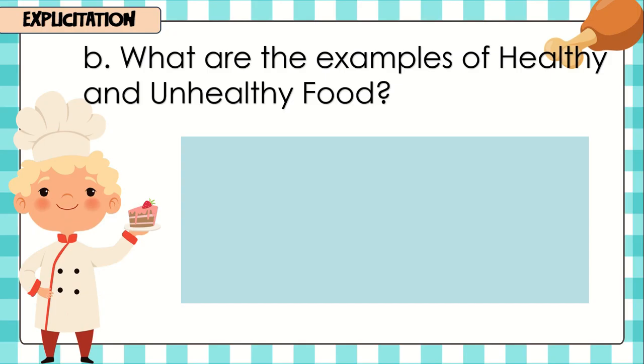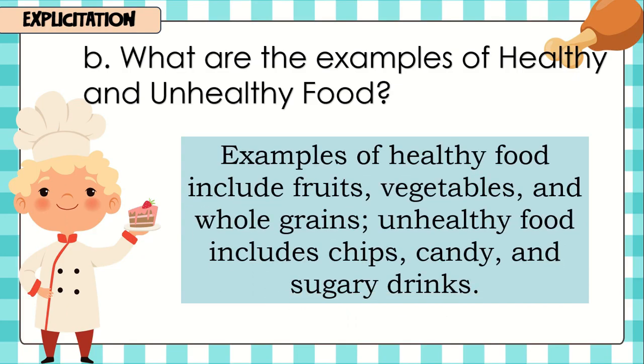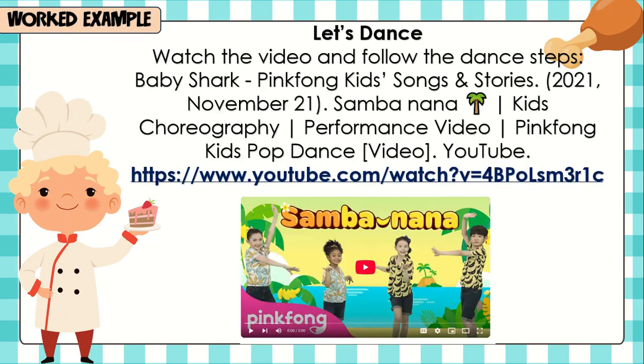What are the examples of healthy and unhealthy food? Very good. Examples of healthy food include fruits, vegetables, and whole grains. Unhealthy food includes chips, candy, and sugary drinks. Let's dance. Watch the video and follow the dance steps.